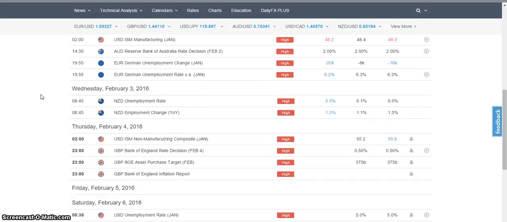Moving along, we had some European unemployment numbers coming out. They came out slightly less at 6.2% versus 6.3% expected. And in the early hours of this morning, we had the New Zealand unemployment rate numbers coming out at 5.3 versus 6.1 expected. So that was pretty good numbers for the New Zealand unemployment rate, dropping a little bit down to 5.3, where they expected it to go up a little bit. So those numbers would have seen a bit of strength in the New Zealand dollar this morning.